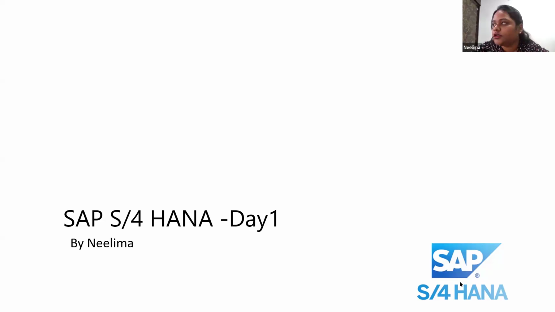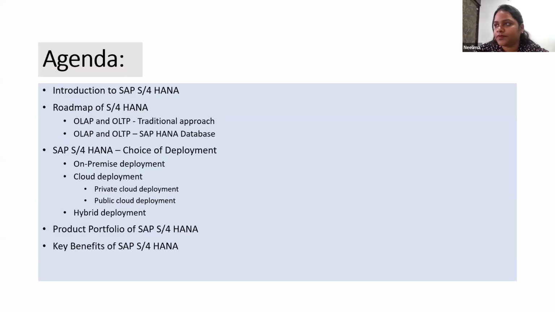First of all, let me show the agenda of this session. First we'll understand what SAP S/4HANA is and why it is important for businesses. Then we'll see the roadmap of SAP S/4HANA, which means how SAP improved its older systems and developed its new advanced version. Next, we'll talk about OLTP and OLAP, which in simple terms are online transaction processing and online analytical processing, how it was with the traditional approach and how it was with the SAP HANA database. After that, we'll learn about different ways companies can use S/4HANA, which is deployment, and what types of deployment we have.